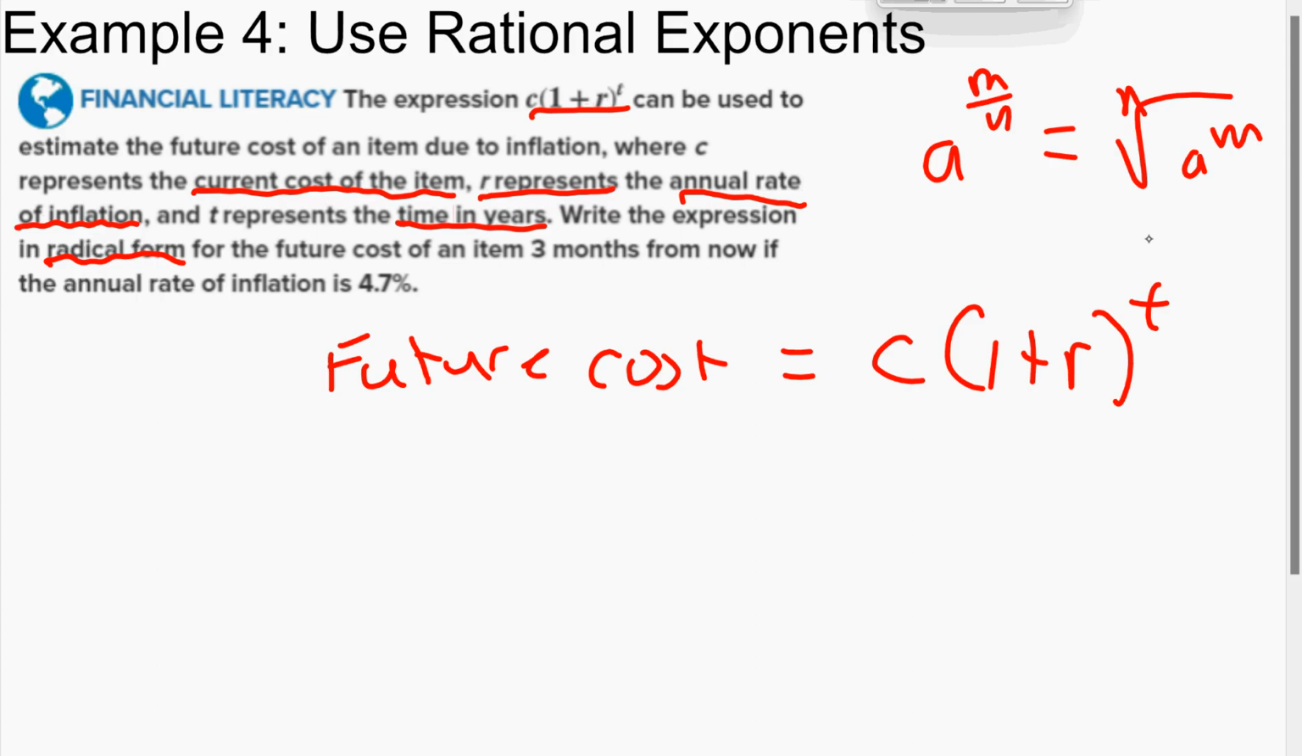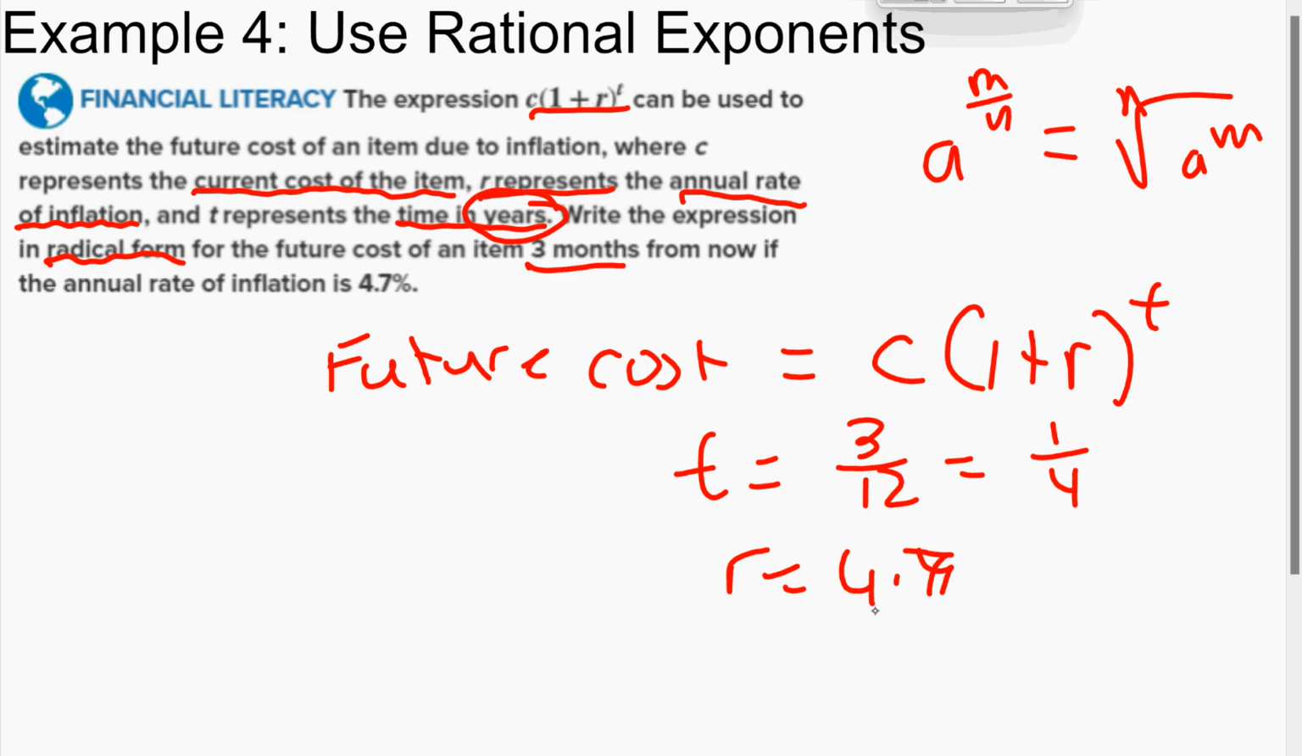But it says write an expression in radical form for future cost of an item 3 months from now, but time is in years, right? So 3 months would be 3 out of 12, right? So my time, my T, would equal 3 out of 12, or 1/4, correct? Reduce that fraction.